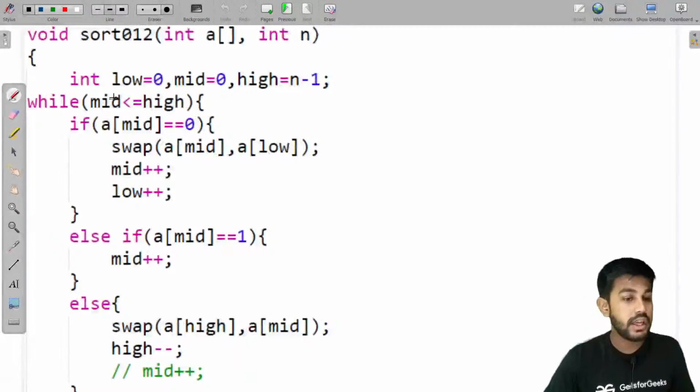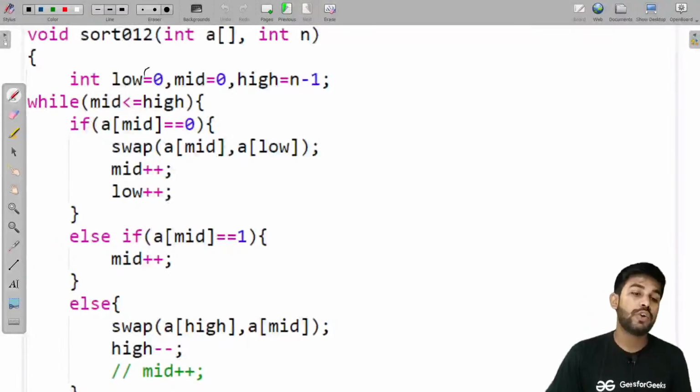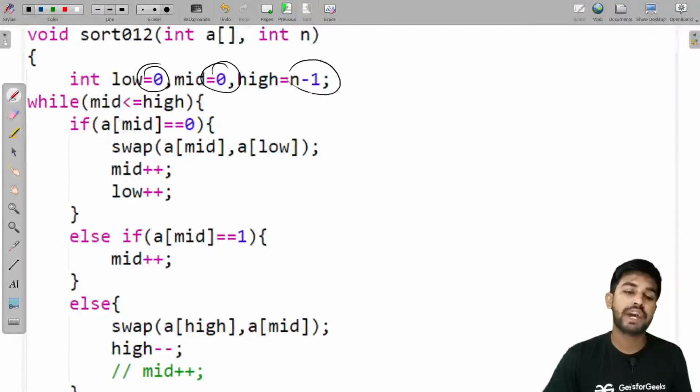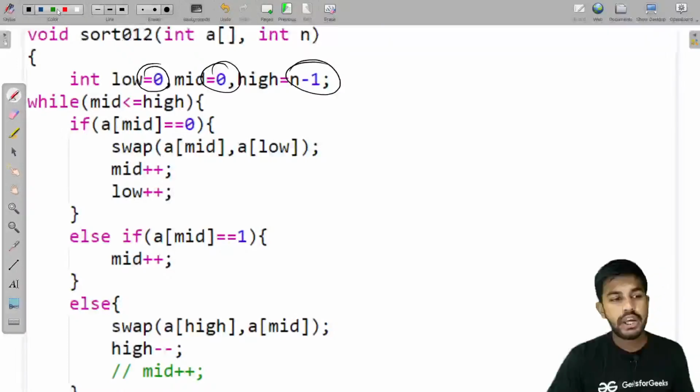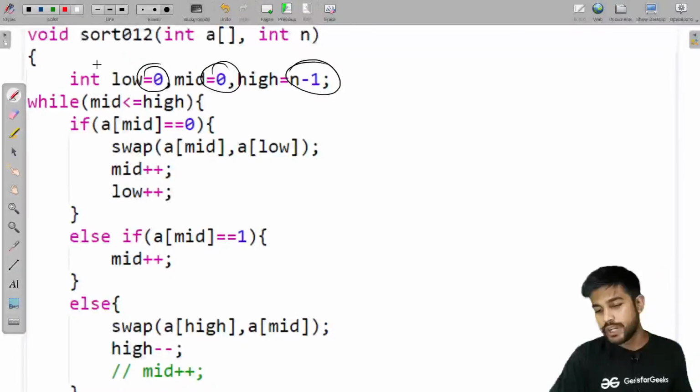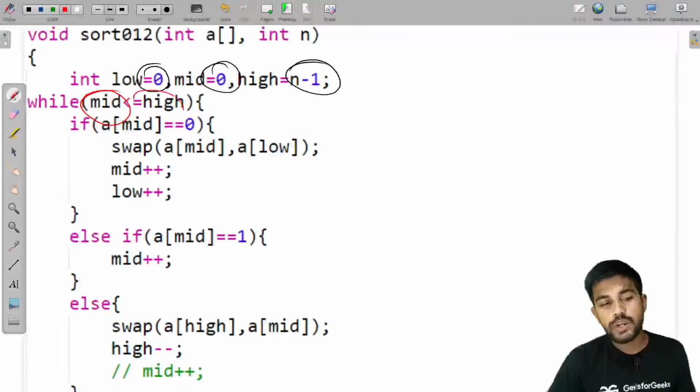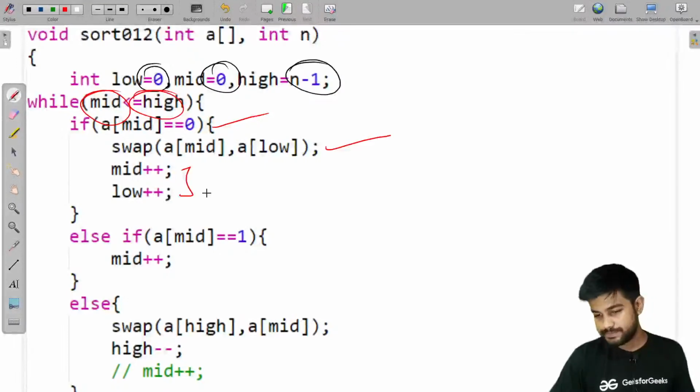So we are initializing low with 0, mid with 0, and high with n-1, as I have told. Now, how long would we iterate? Till mid is less than or equal to high itself. So if A[mid] is 0, we first swap, and then we increment both.